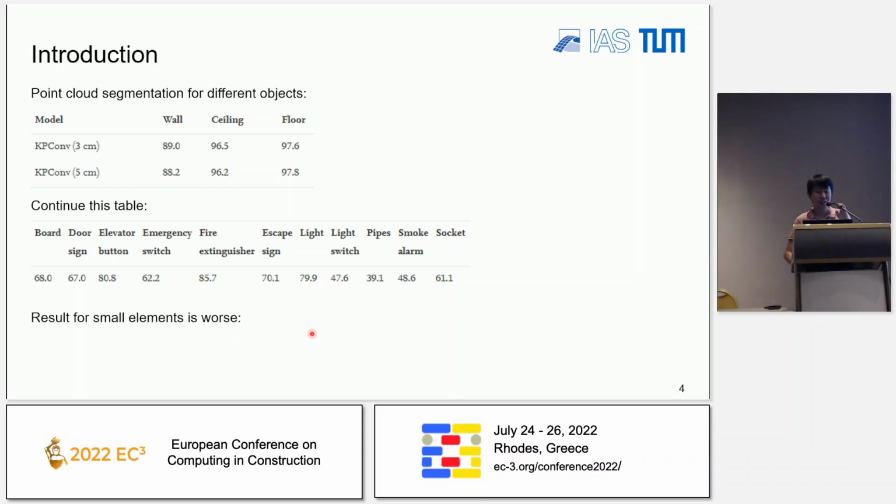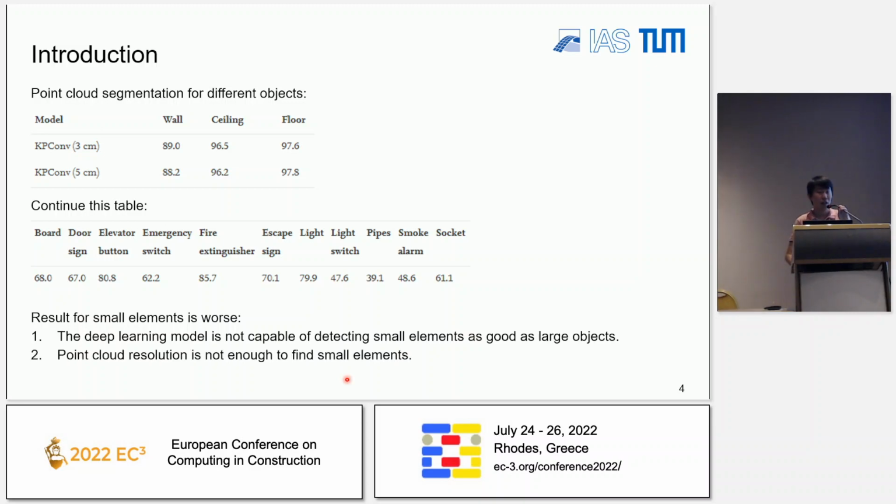There are mainly two reasons, I would say. The first one is that the deep learning model is just not capable of detecting or predicting small elements as well as larger objects. The other reason is probably that the point cloud resolution is not high enough to detect these small elements. For example, for the smoke alarm or the light switch on the wall, the depth or thickness is pretty low.